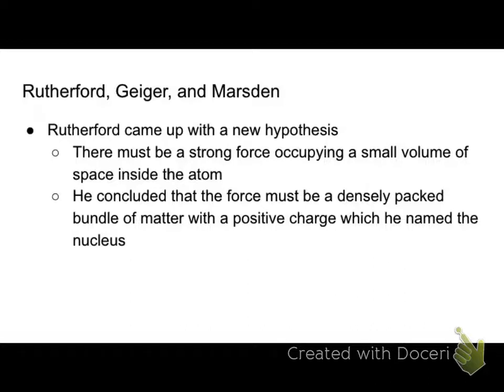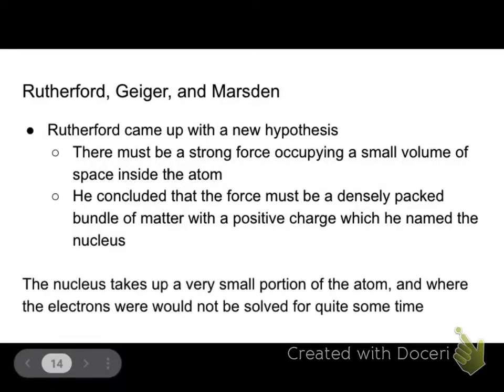So we now know that the nucleus is made up of protons and neutrons. And it is a lot of mass in a very small space. So using their tools of the time, they did get a lot of information for us. The nucleus takes up a very small portion of the atom, and where those electrons are, that's a problem that wouldn't be solved for quite some time.